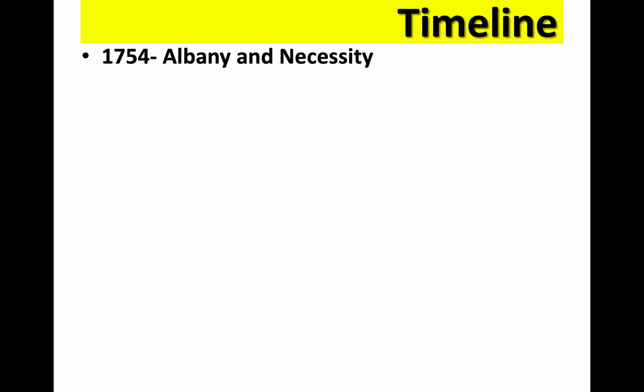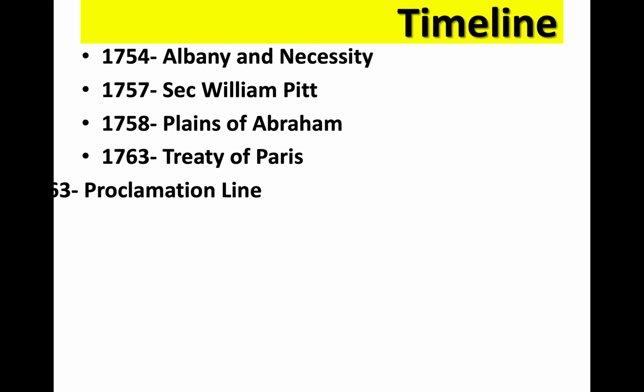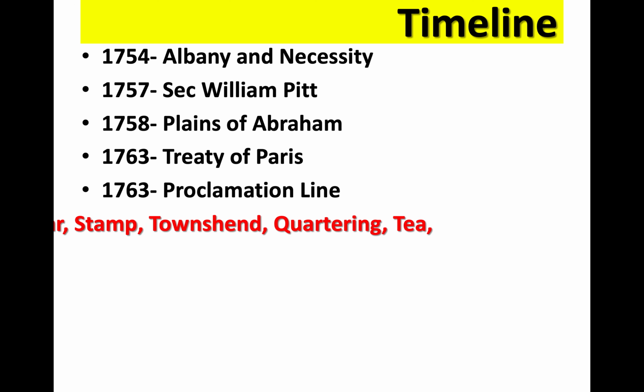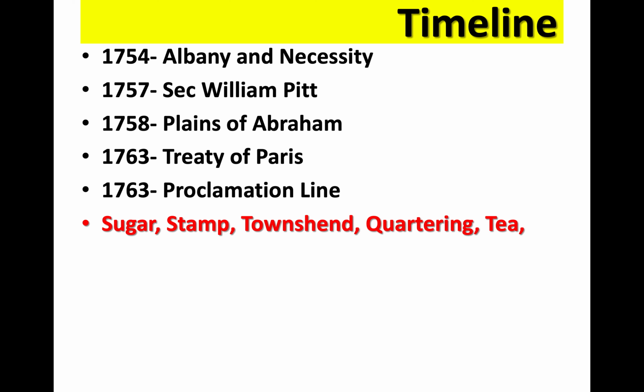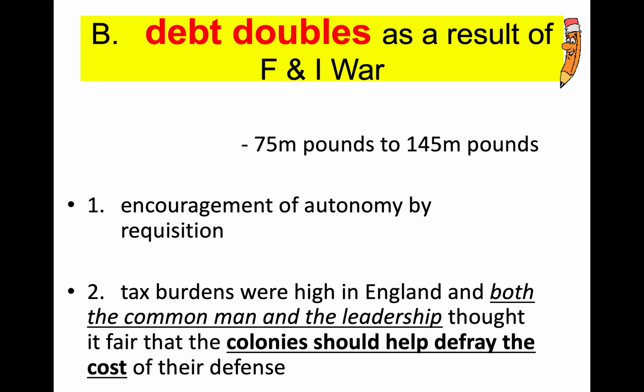So here's the timeline. We had the Albany Conference, Fort Necessity, where George Washington starts the war. Secretary William Pitt, turning point of the war, happening on the Plains of Abraham and the defeat of Quebec. Treaty of Paris ending the war. We had the proclamation line. And now sugar, stamp, Townshend, quartering, tea acts. Oh my God, look at all those acts. Let's find out what starts the revolution.